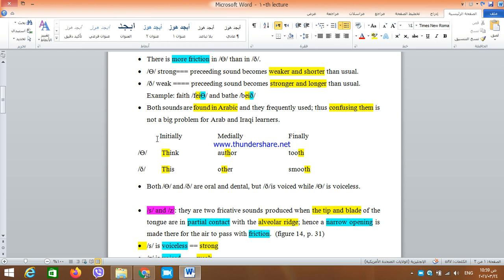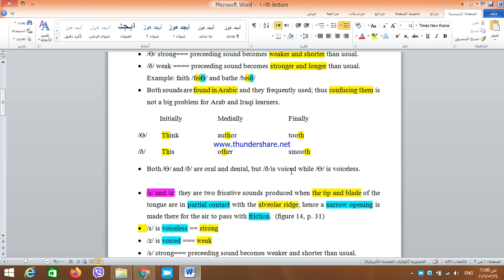Now, do we have these two consonants in all positions? Yes. Initially we have think, think, this. In the middle we have author and other. In final position we have tooth and smooth. So the conclusion is that both th and the are found in all positions, and they are frequent in English.